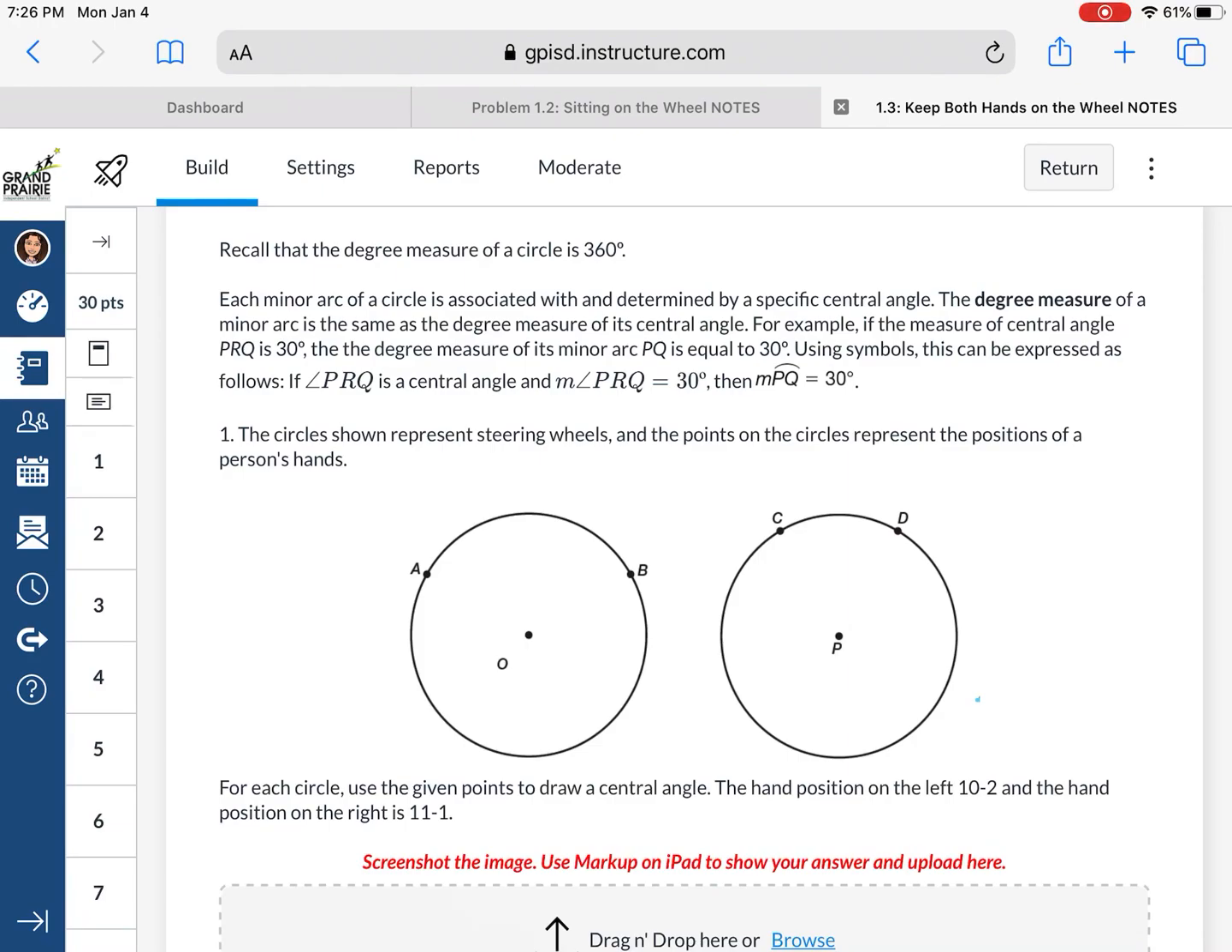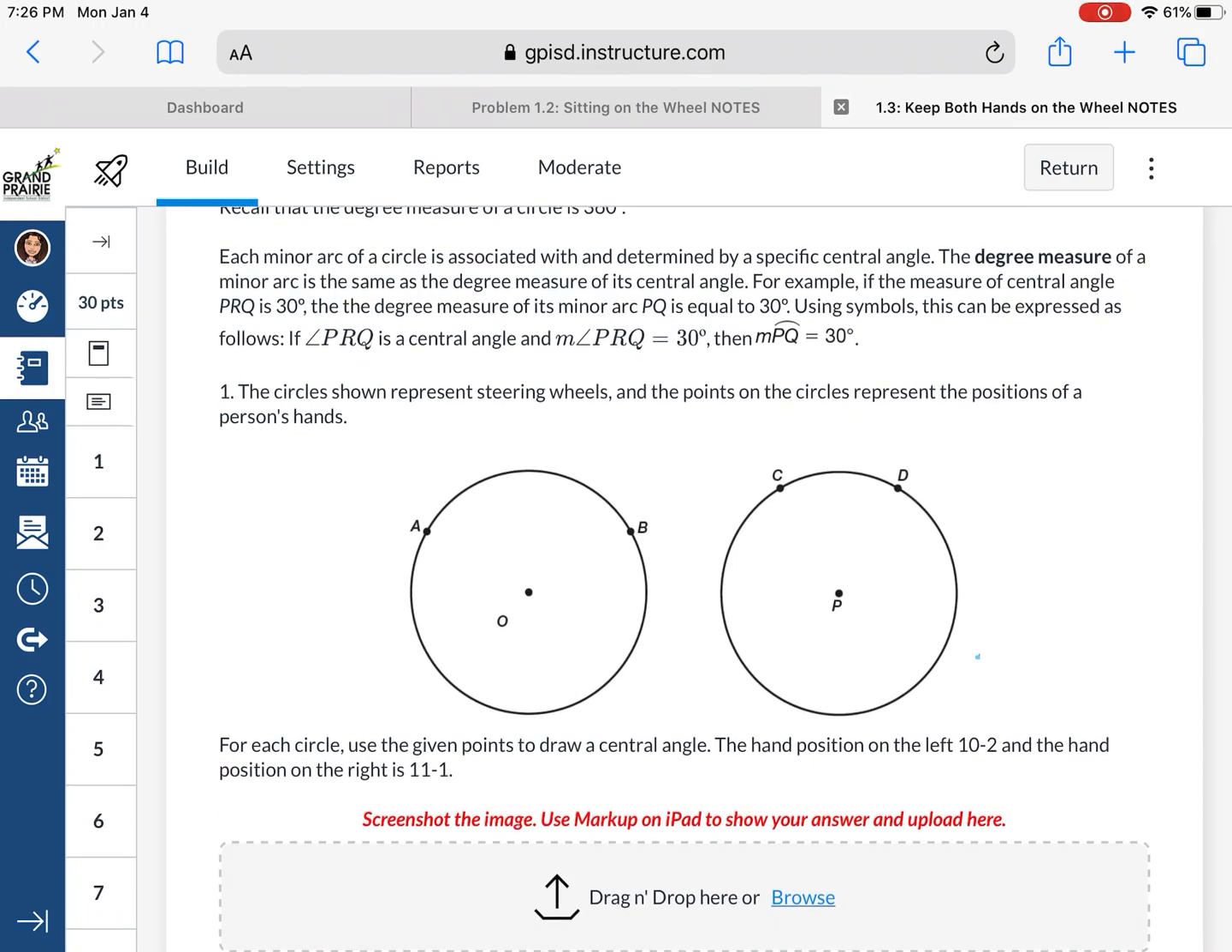So here we have two circles, and think of them as steering wheels. The points on the circles represent the positions of a person's hands on the steering wheel. For each of these circles, use the given points to draw a central angle.